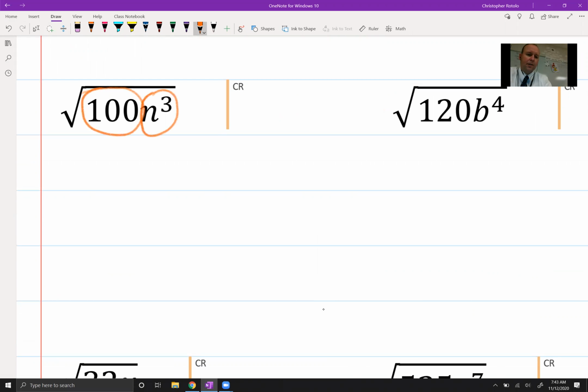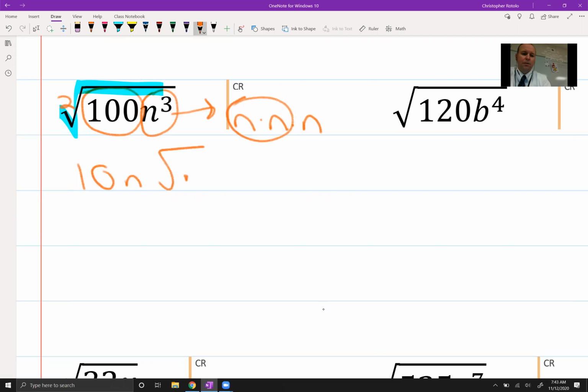So what are the factors of 100? Okay, so that's one way we could work with this. My hope is that I am working with some kids that remember their perfect squares. You know, the square root of 100 is 10. And then keep in mind, n cubed means 3 of these. And what we're looking for with a square root is pairs of things. So that means I have one pair, and what's left over is one of these n's. So that's how we're going to deal with that. What was nice about this one is we did have a perfect square.